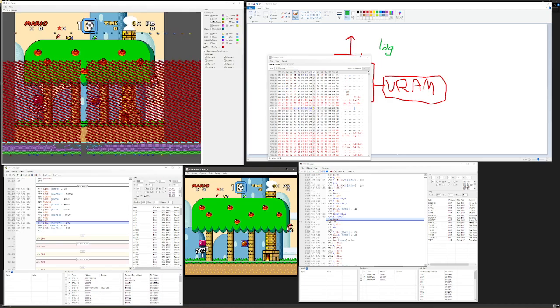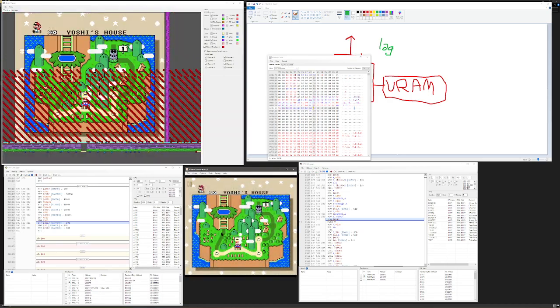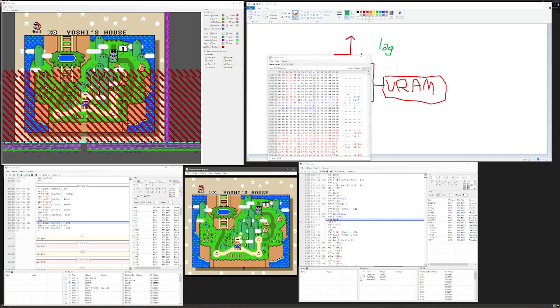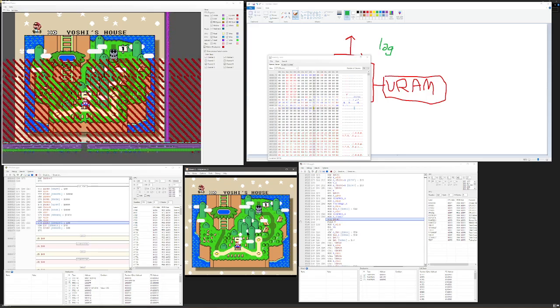But yeah, I feel like there's a lot of unknownness about the lag, or what's the word I'm trying to think of? Not ignorance, but just not enough knowledge of what lag actually is and why it can happen. Yeah. So there are some laggy levels in this game, like Sunken Ghost Ship or something.